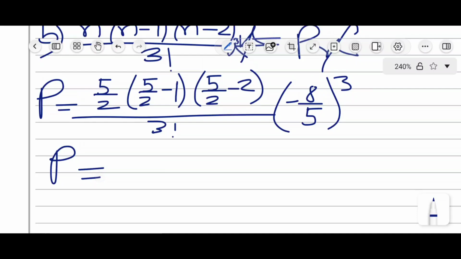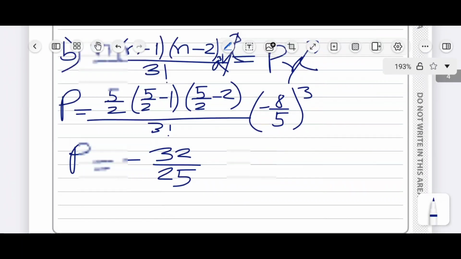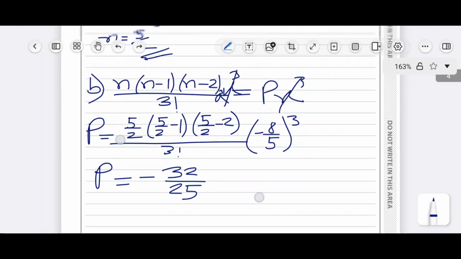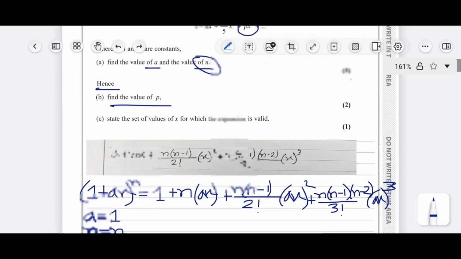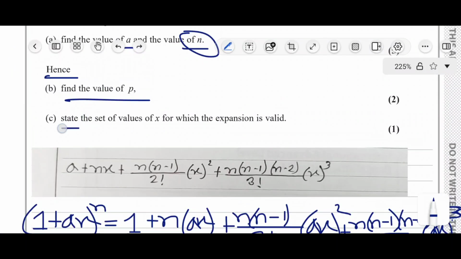If we calculate it, we get the value of p is minus 32 by 25. This is the value of p here. So we completed part B also. Now they have told us part C: state the set of values of x for which the expansion is valid. This is a one mark question. This is very easy.